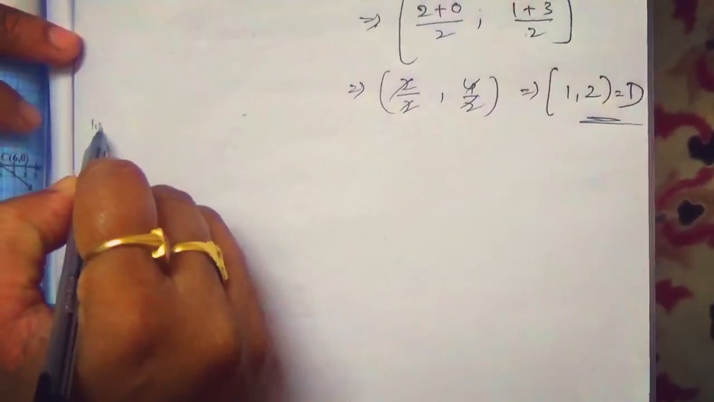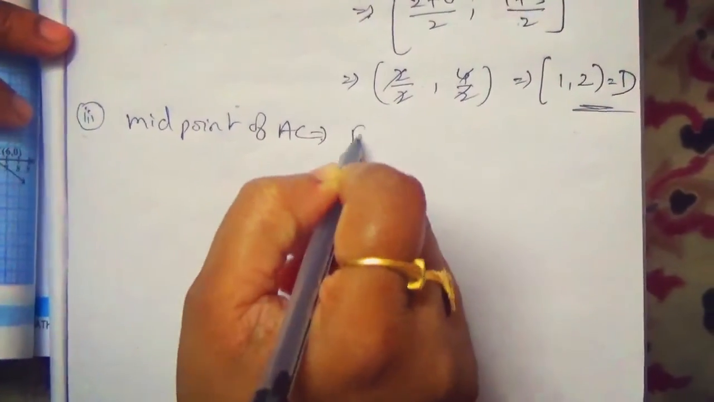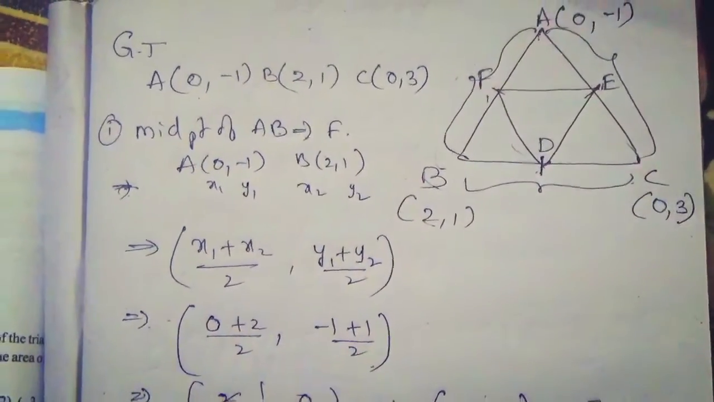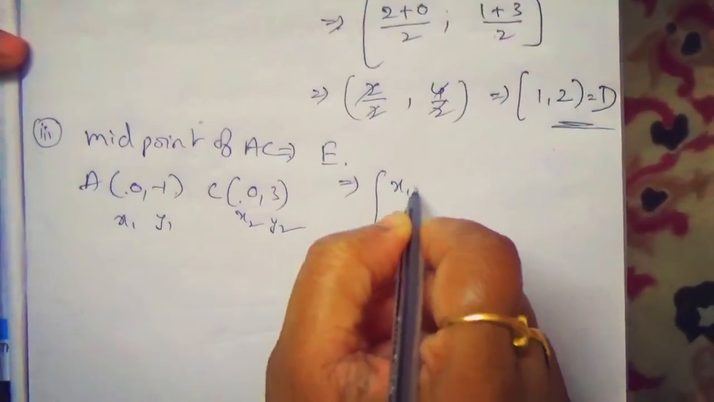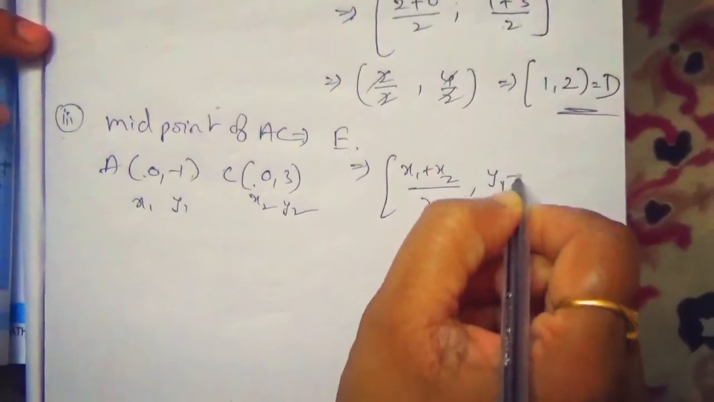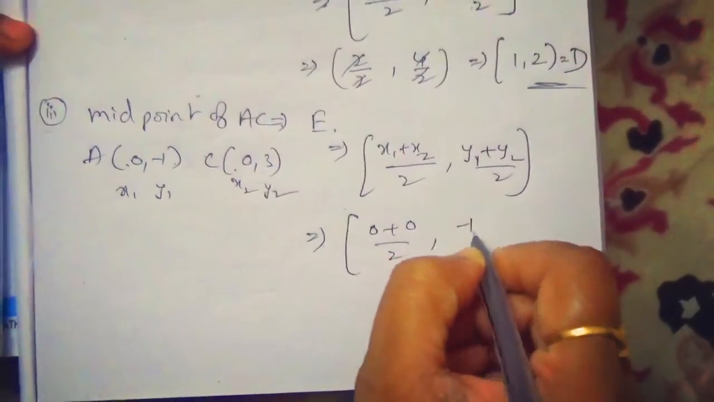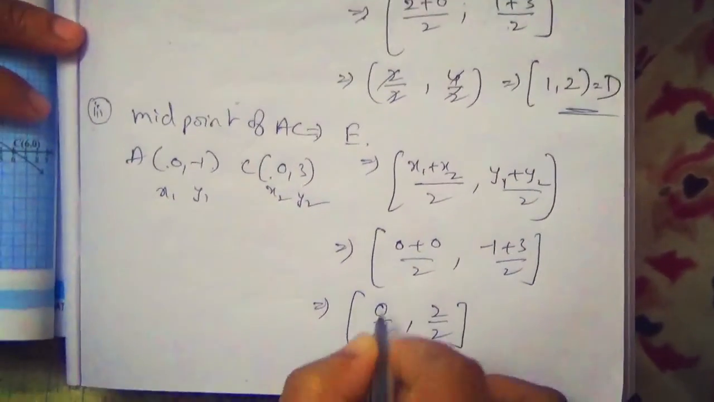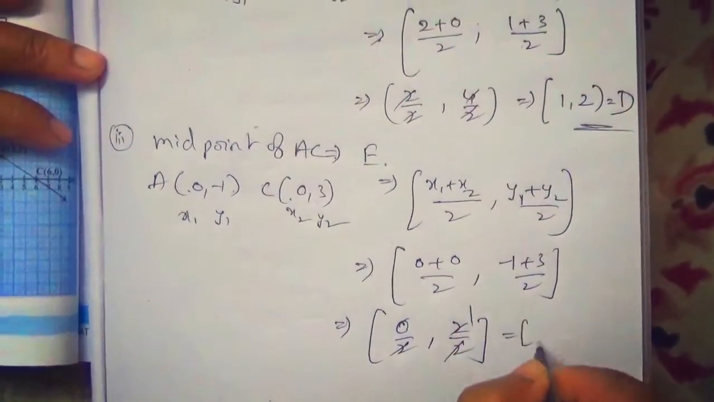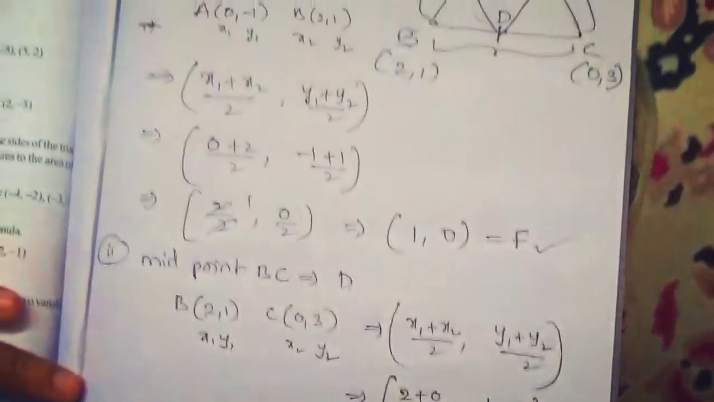Next, in the third sum, the midpoint of AC, that is E. A is (0, -1), C is (0, 3). I am taking these points as x1, y1, x2, y2. That implies (x1 plus x2) by 2, (y1 plus y2) by 2, so (0 plus 0) by 2, (-1 plus 3) by 2, which is 0 by 2, 2 by 2. So it is 0, and when we cancel, (0, 1). Here it is the point E. Here we got these 3 points D, E, F.